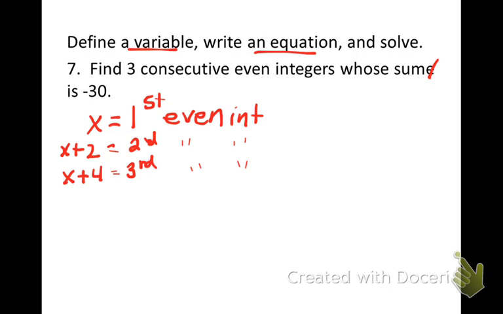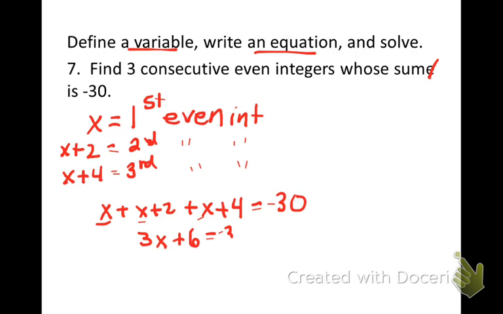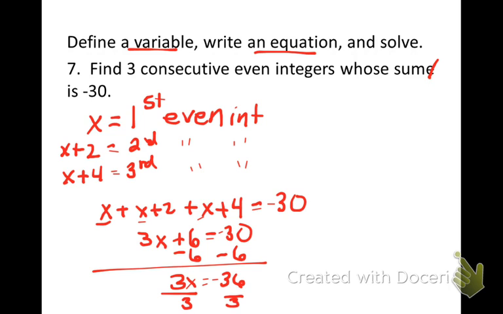Now it says these consecutive even integers, their sum is negative 30. That means we're going to add them. So we're going to take the first one, x, plus the second one, x plus 2, and if you want to put it in parentheses, you can. I don't like to do that. I'm just going to get rid of them here in a minute. Plus x plus 4, the third one, equals negative 30. Simplifying, x plus x is 3x. 2 plus 4 is 6, equals negative 30. So I need to subtract 6 from each side. Get 3x equals negative 36. Divide by 3, x equals negative 12.